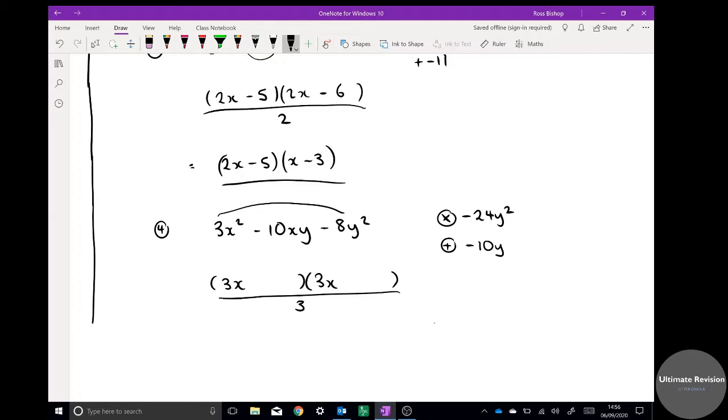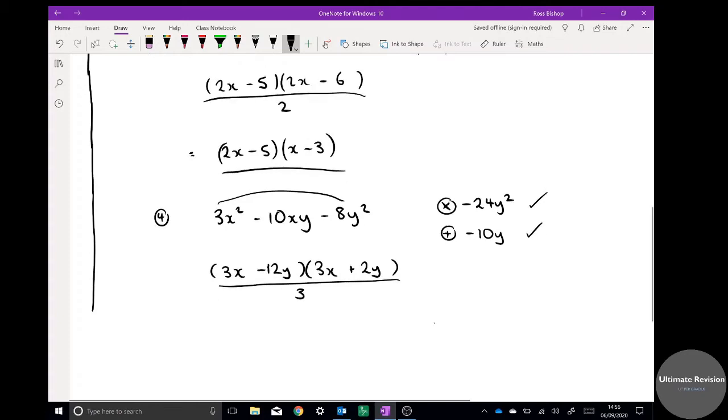So you've got to think, okay, it adds to minus 10. 8 and 3 doesn't work here. 12 and 2 looks like it works. So minus 12y add 2y. So just take your time to take that in. Minus 12y times 2y will give that, and then if you add them two together, it will give minus 10y.